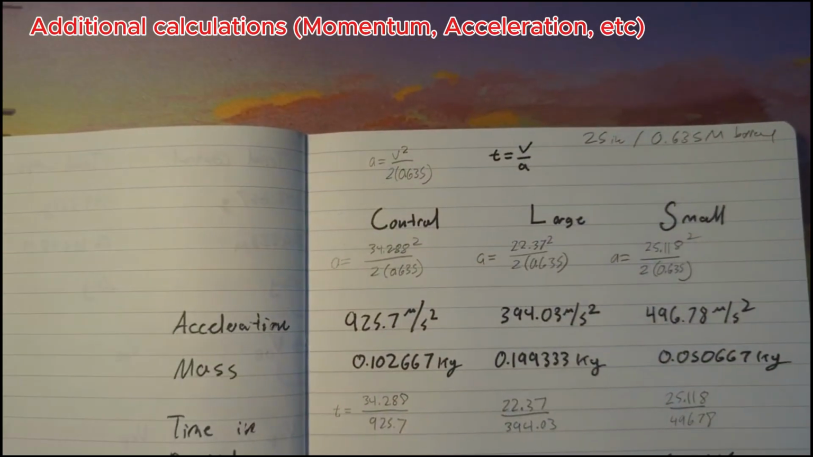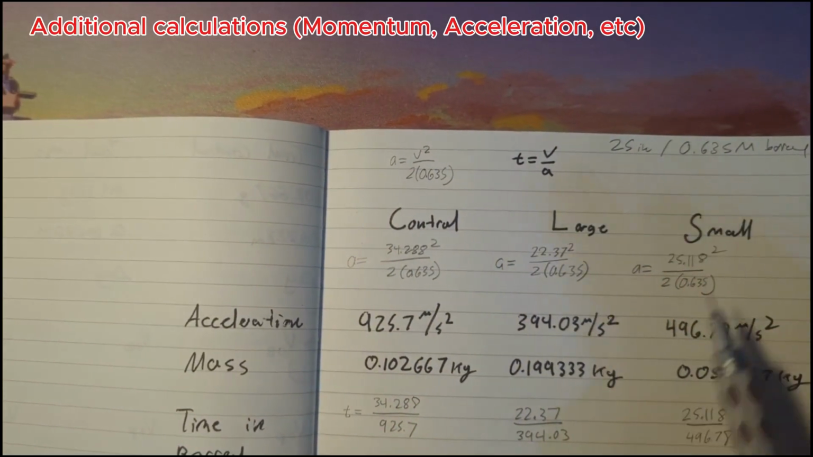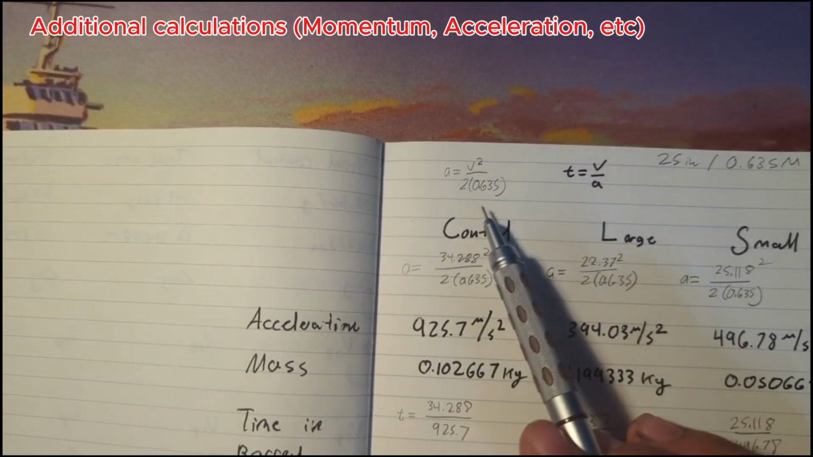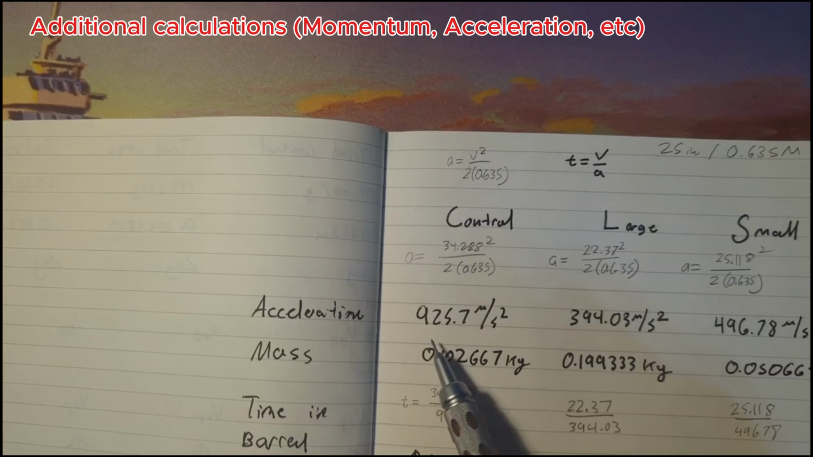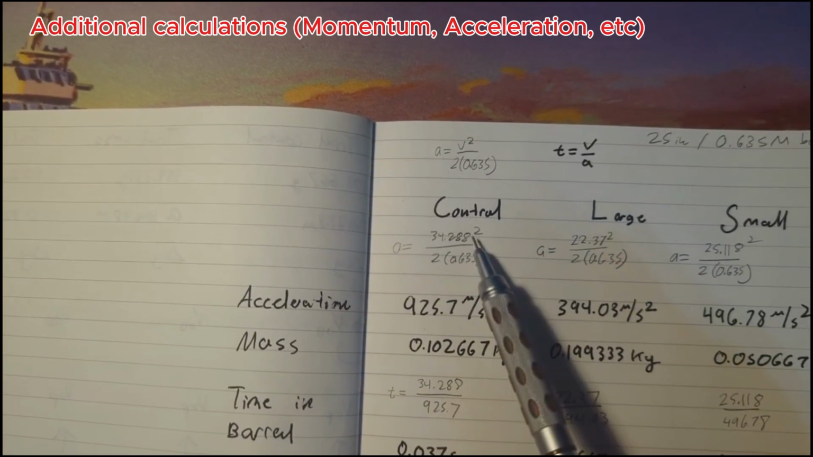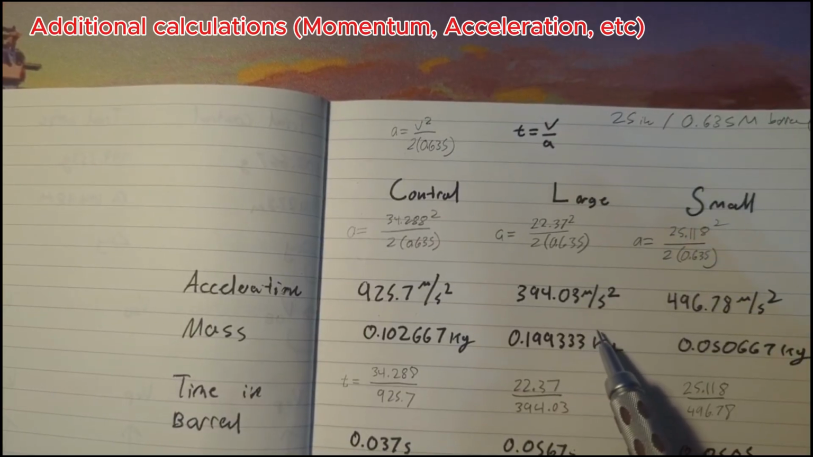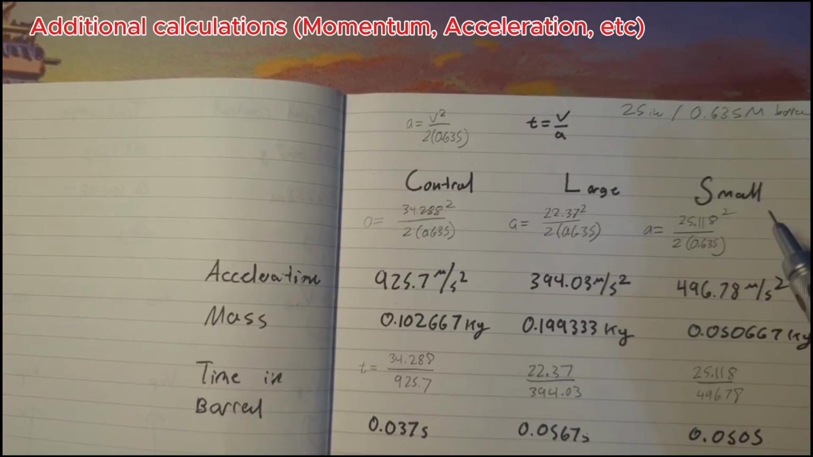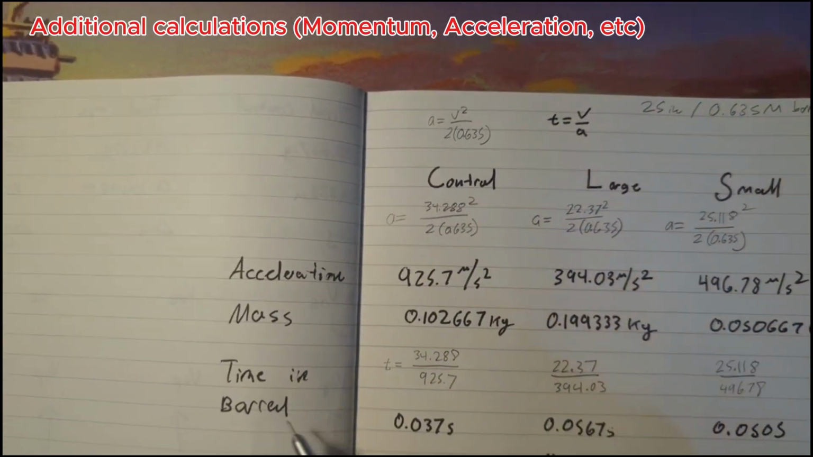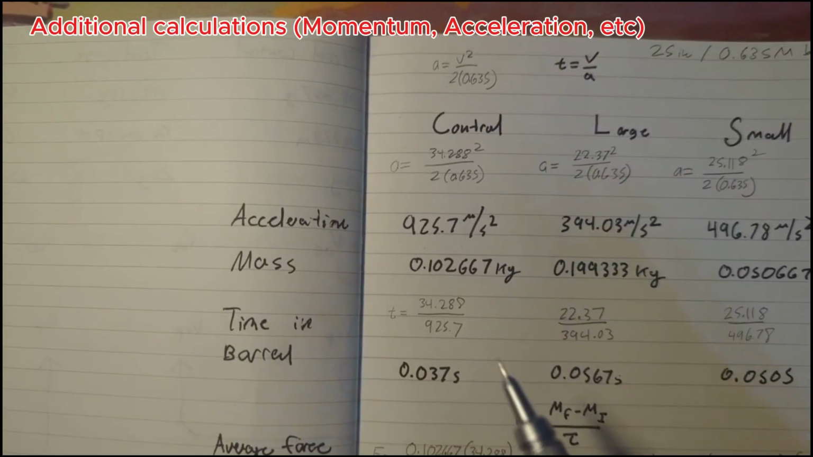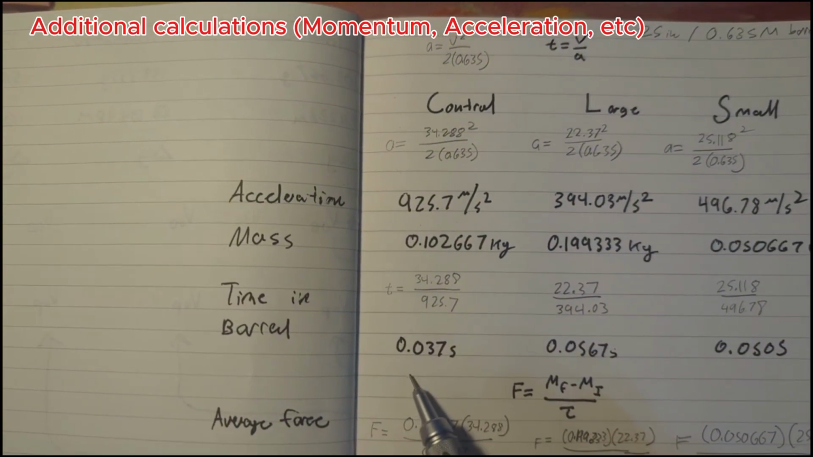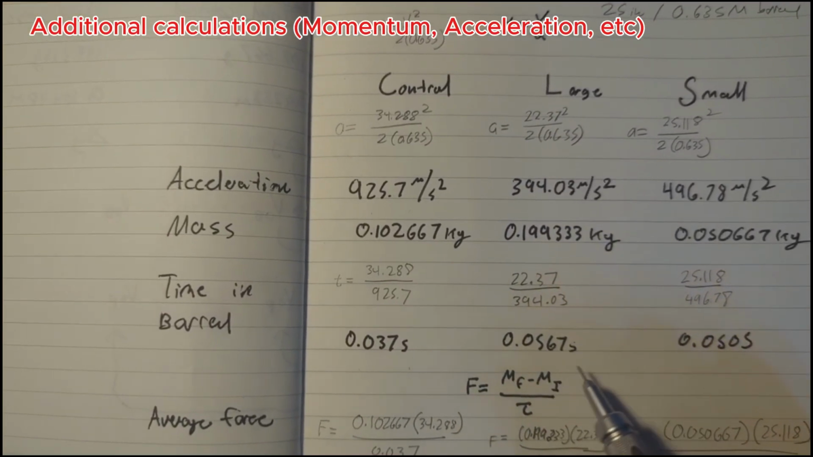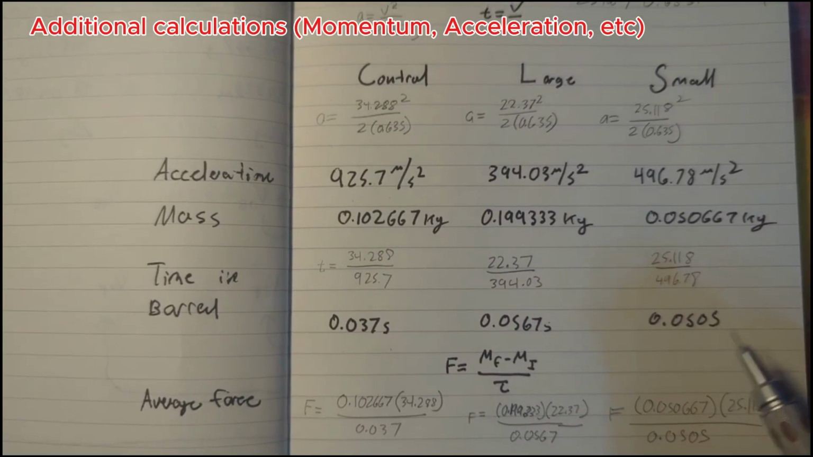Continuing on what we had earlier with the control, large and small potatoes, I find the acceleration, velocity squared over 2 times the displacement. So 925.7 meters per second squared for control, 394.73 meters per second squared for large, and 496.78 meters per second squared for the small. Then we repeat the masses again, and here we calculate the time in the barrel. So 0.037 seconds for the control, 0.0567 seconds for the large, and 0.0505 seconds for the small.